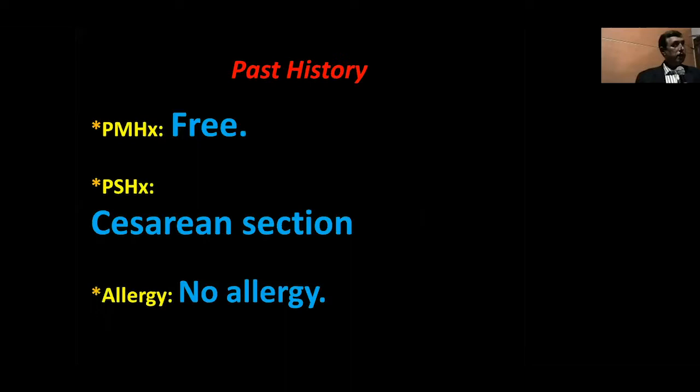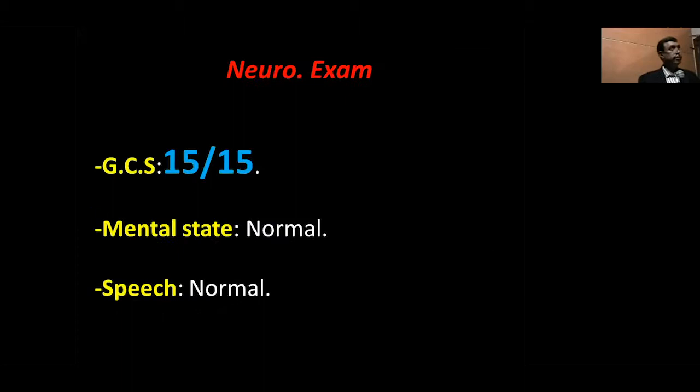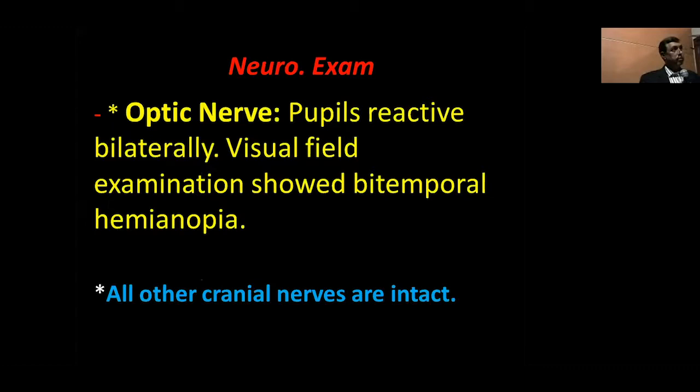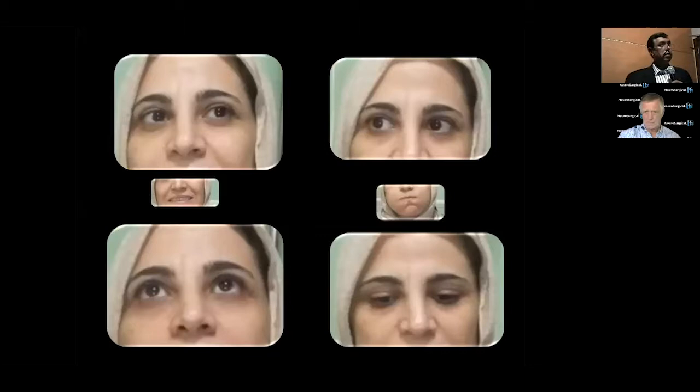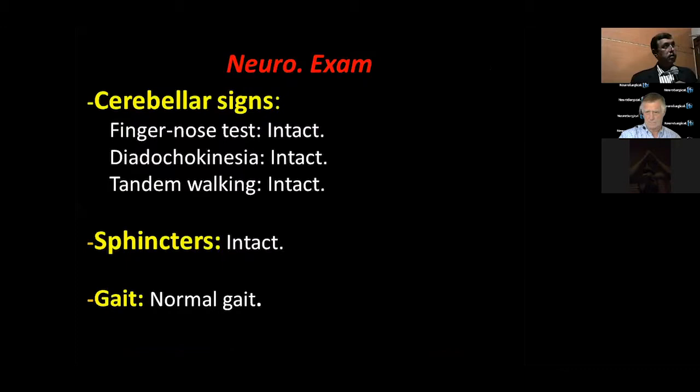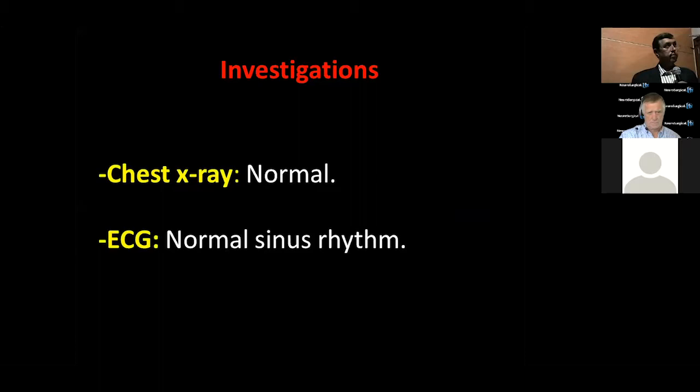So, cesarean section in the past, nothing in her vital signs or general examination, Glasgow scale 15 over 15. I will come to the examination of the eyes, but basically she had bilateral hemianopia. Here she is, no motor deficits. Her eye movements are okay, so no third, no fourth, no sixth, but the optic nerve is affected. No cerebellar signs, and no weakness in her limbs. Chest X-ray and ECG normal, and blood tests are within normal limits.